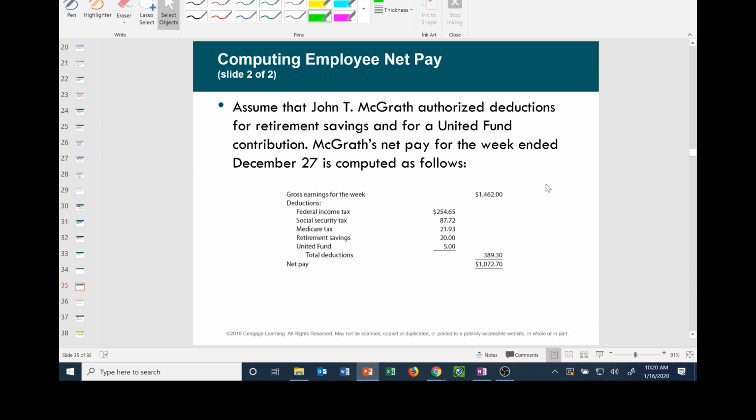Okay, now let's look at net pay. Gross earnings for the week. Take out federal income tax, take out Social Security, take out Medicare, take out retirement savings, and you're going to give a contribution to the United Fund. So this person's net pay is $1,072.70.